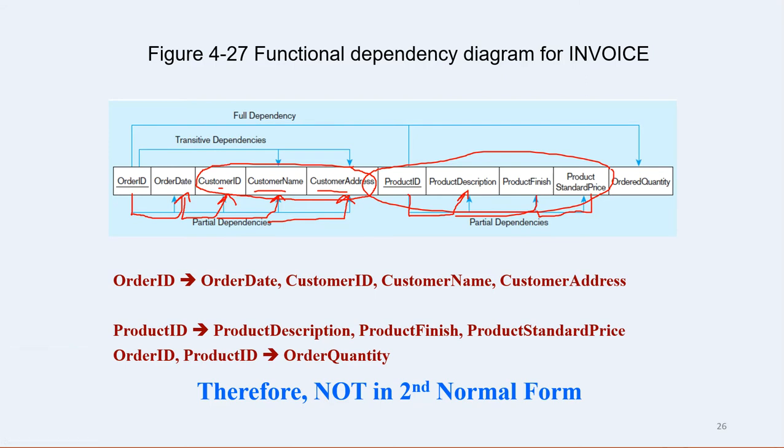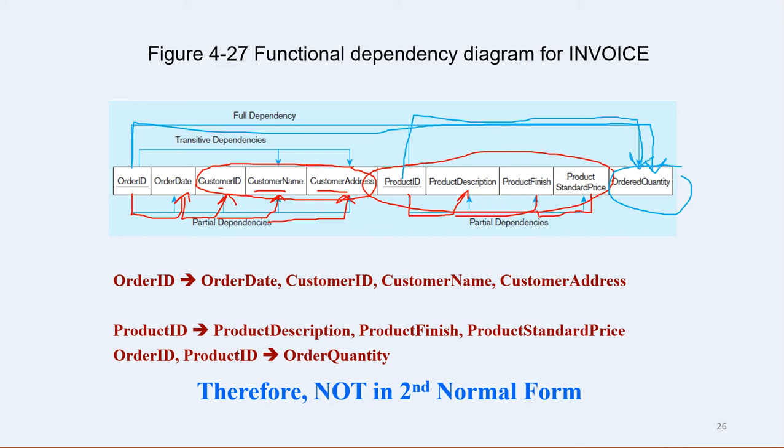Order quantity. Okay. So the order quantity which we have placed, what is that determined by? Of course, order ID. If you look at order ID, it is determined by order ID. But what is the customer placing an order of? What is that order of? It's an order of a product as well.